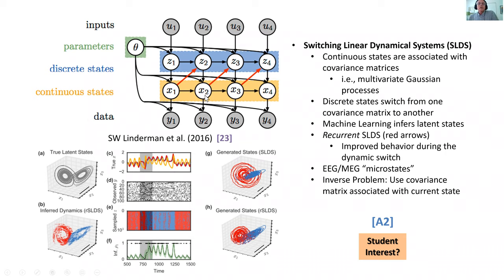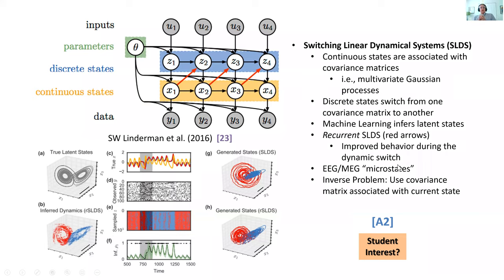The red arrows here provide a recurrence which improves the behavior during a dynamic switch. So here in this picture, it's a toy, but interesting toy example using the Lorenz attractor. So you could think of this as two states. When you're in this state, this could be modeled by a covariance matrix. When you're in this state, you could be modeled by a covariance matrix. And switching back and forth between these can be handled by the ordinary switching system. But the recurrent method with these red arrows improves the behavior in the regime of the switch.